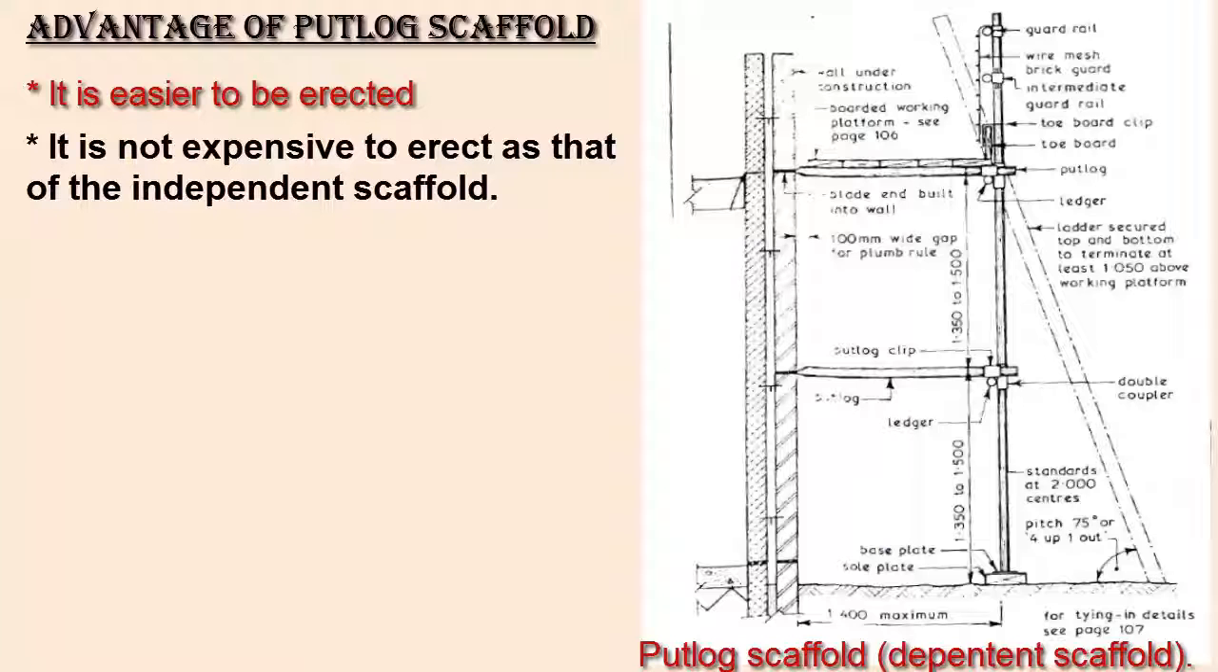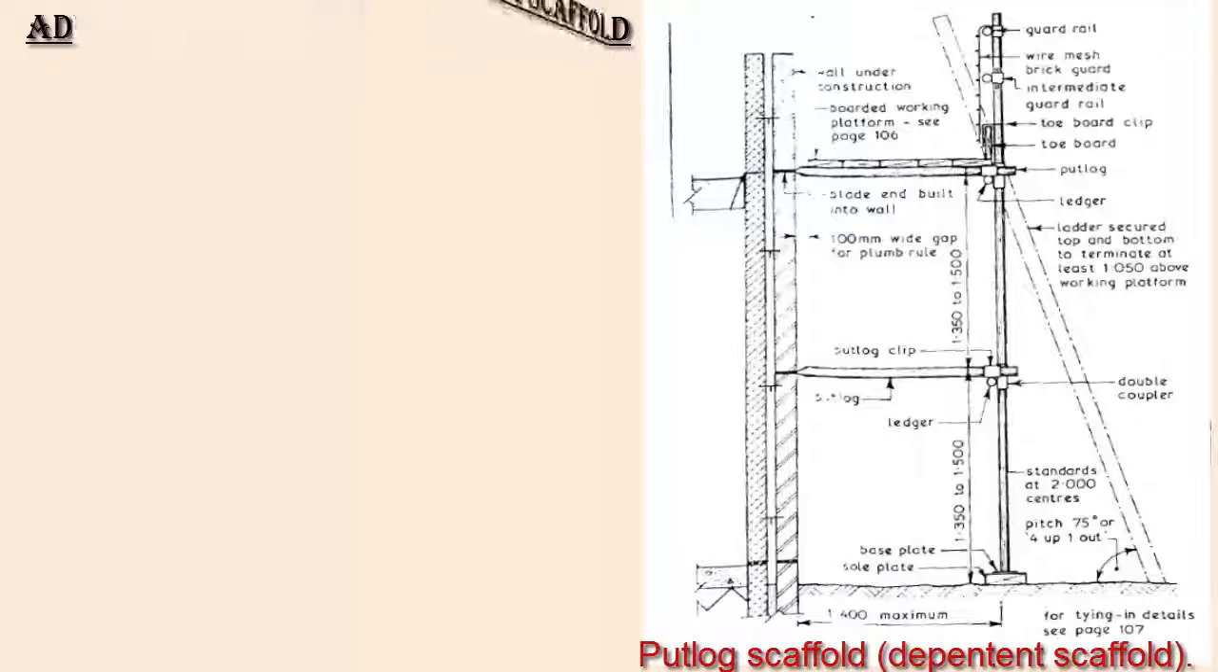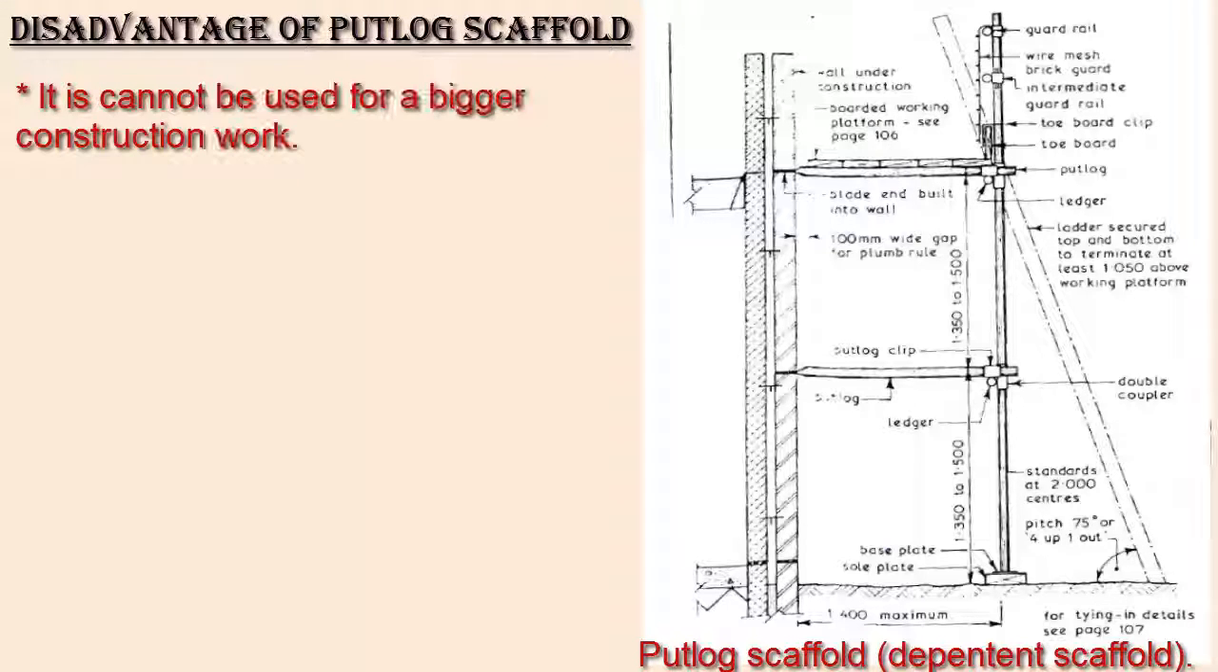But if you look at the other side, the disadvantage, you will notice that it cannot be used for a bigger construction work where it needs much loading, such as skyscrapers. You only use it on a ground floor construction. So that is exactly what I mean by a dependent scaffold. Follow me to the site. Let's see what it means by the independent scaffold, and you will now see the real descriptions of what I've said in the class.